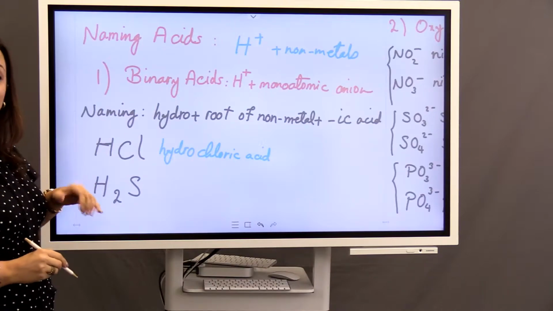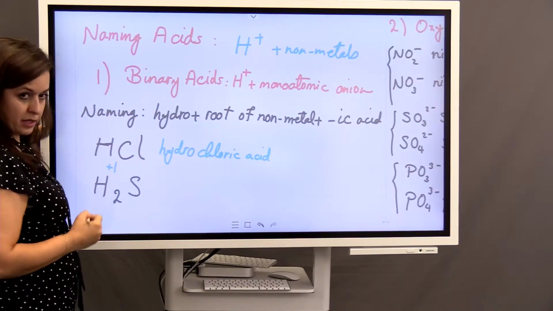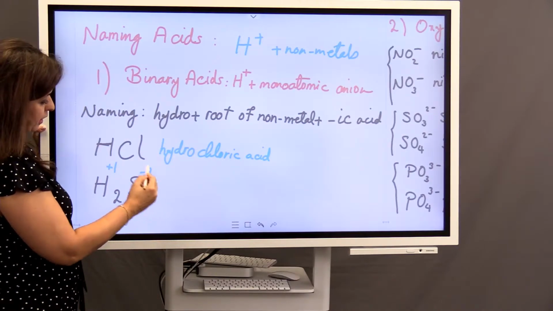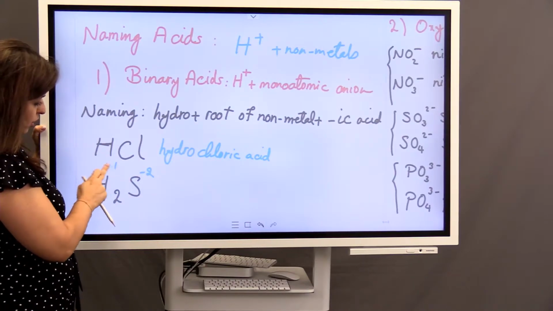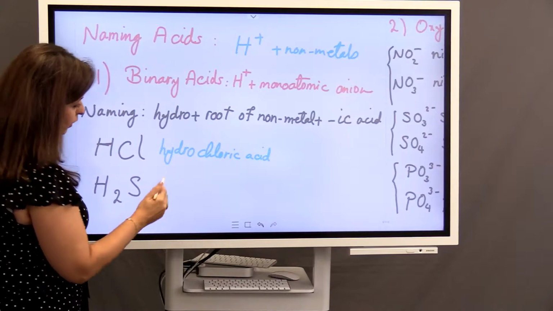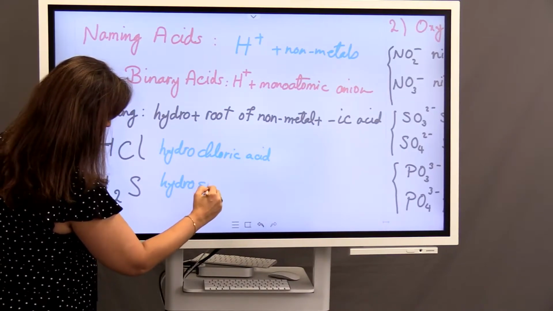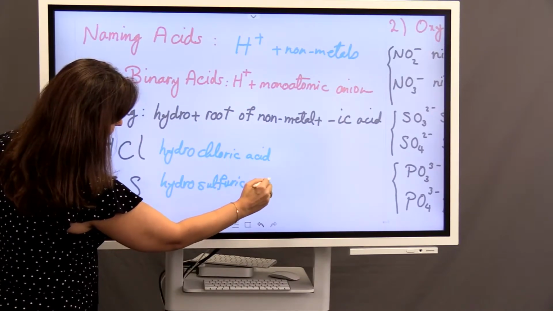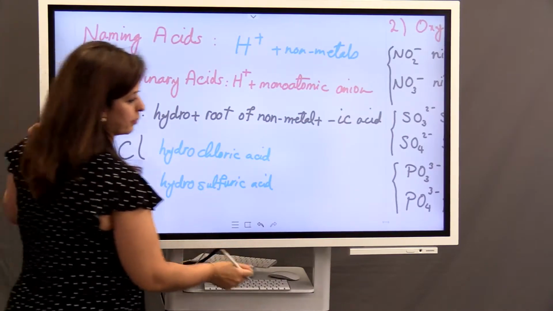This one, H2S, is an acid. First of all, the charge was +1 on hydrogen ion, on sulfur was -2, so when you cross over, it changed to H2S. So, how to name it again? Hydrosulfuric acid. That's it. That's for binary acids, which is pretty simple.